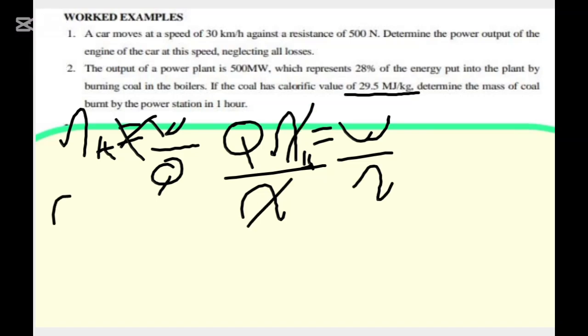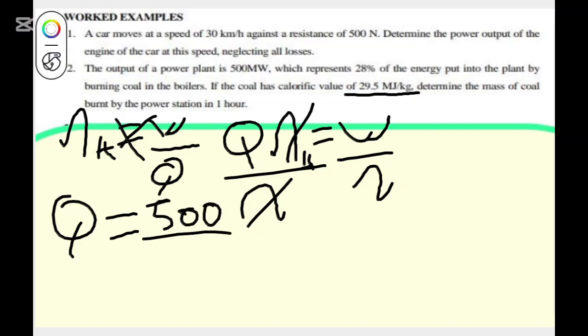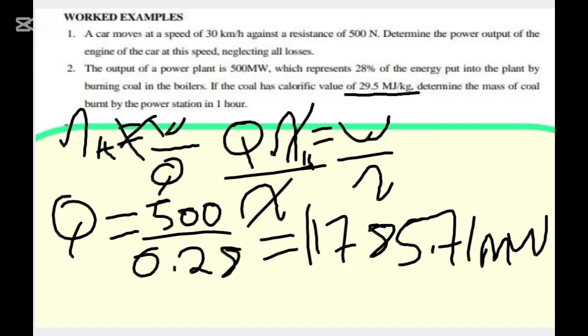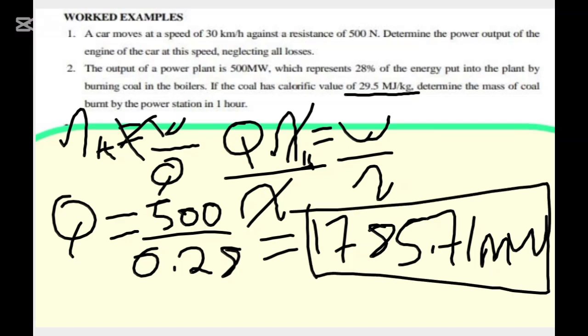efficiency, at the end Q should now be equal to the output, which is 500 divided by the thermal efficiency, which is 0.28, and at the end I will get 1785.71 megawatts as the value of Q.